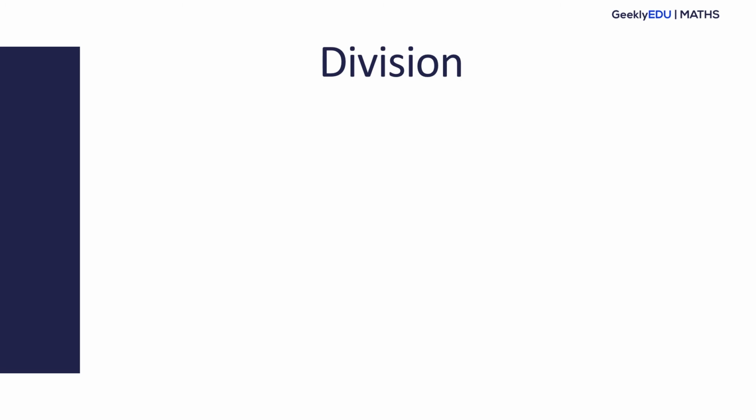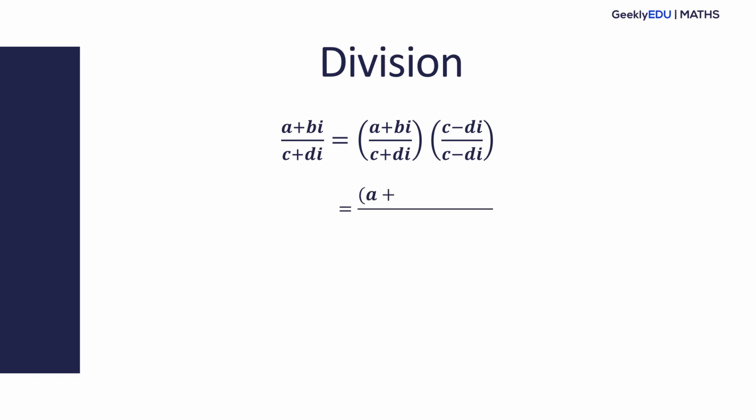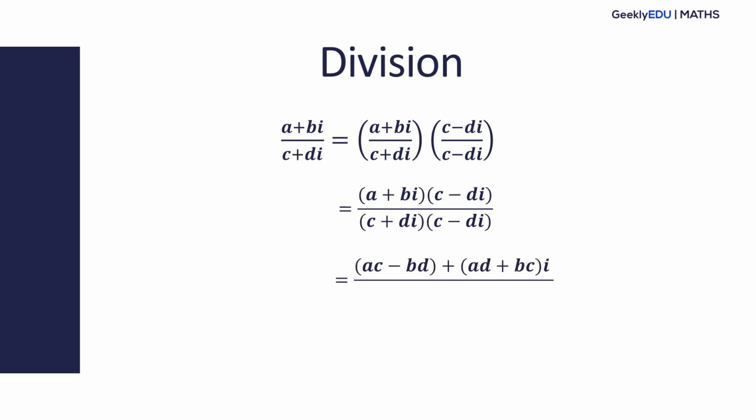When we divide two complex numbers, we have to multiply the numerator and denominator by the complex conjugate of the denominator. This is because we don't want to have an imaginary term in the denominator. Then we have to multiply, as we learned previously in the multiplication of two complex numbers. And simplify.